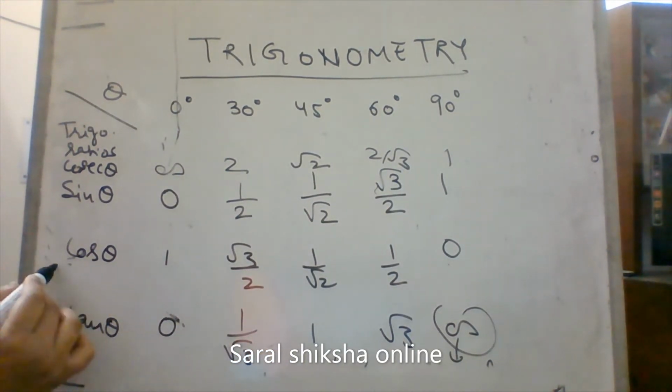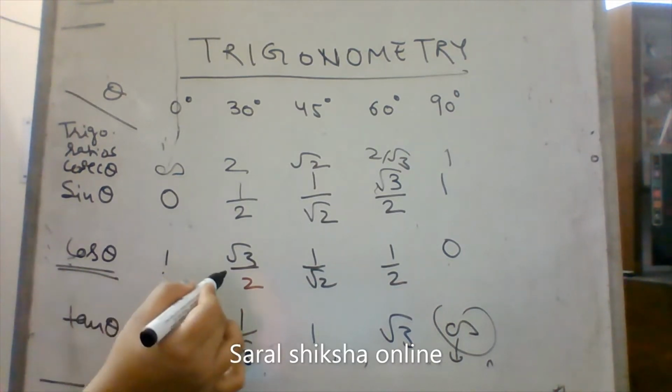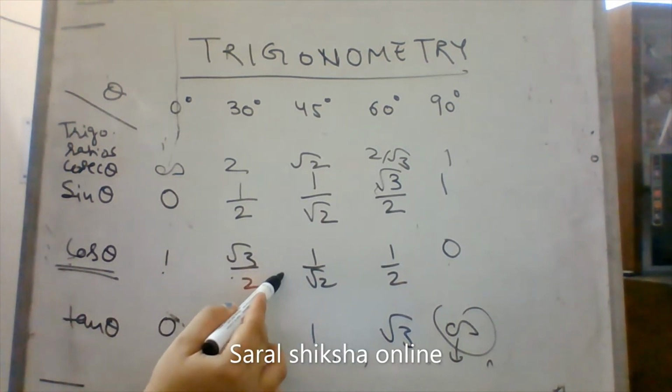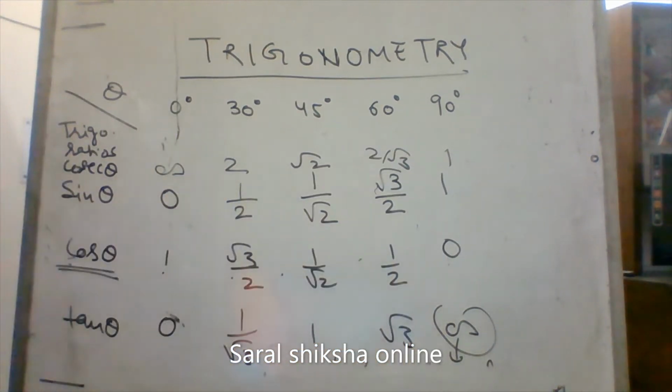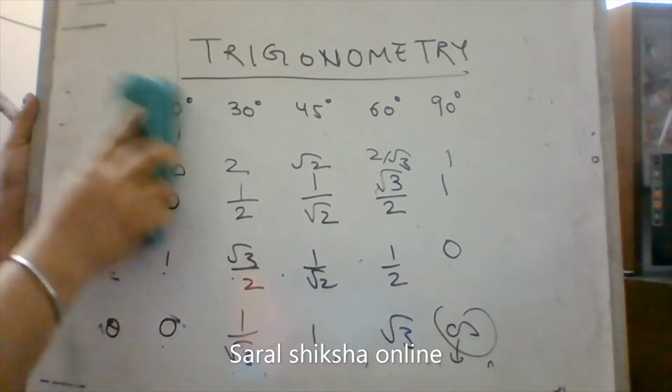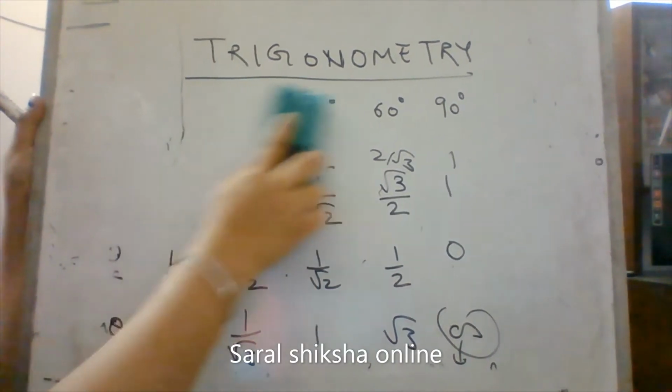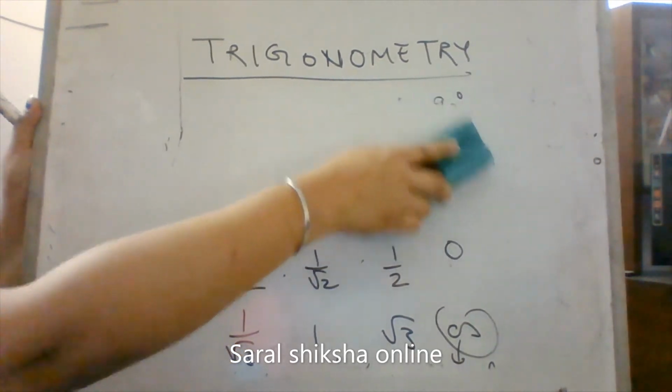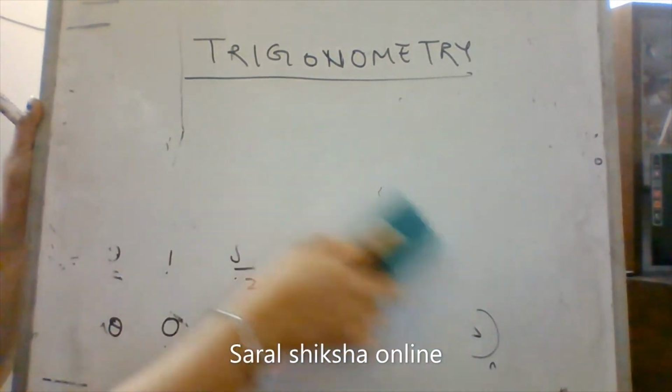Similarly, sec theta will be 1, 2 over root 3, root 2, 2 and infinity. And cot theta will be 1 over 0, that is infinity, root 3, 1, 1 over root 3 and 0. I hope these values are clear to everyone. Fine. After this, we can now start with some questions, because trigonometry is very easy. You just need some basic concepts and some values in your hand.